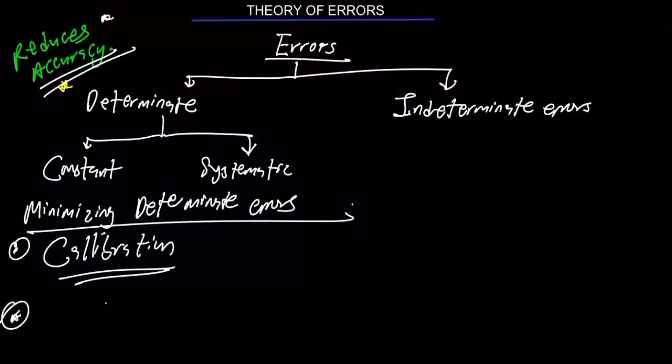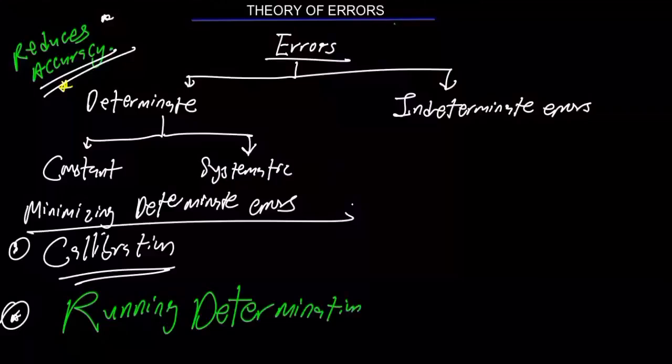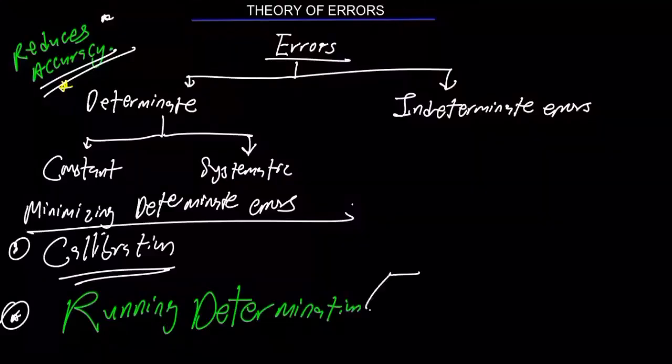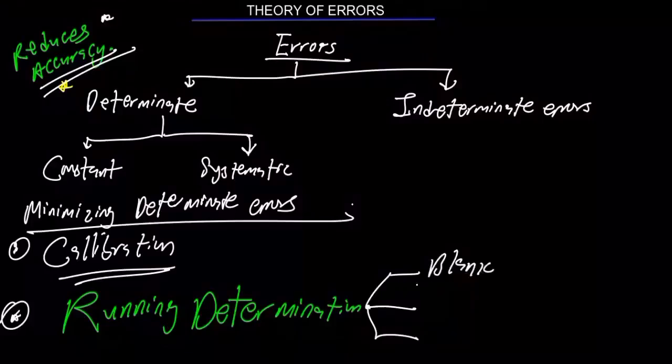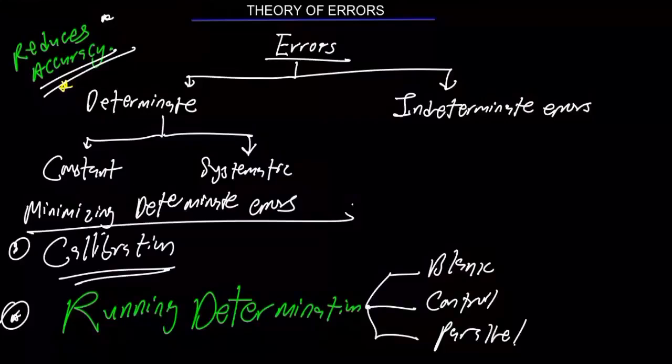So next one is by running determination. Running determination. What type of determination now? There are three, I think. The first one, we have a blank determination. Next one, we have control determination. And third one, we have a parallel determination. So these are three types of determination. So we can run blank determination, control determination, or parallel determination.